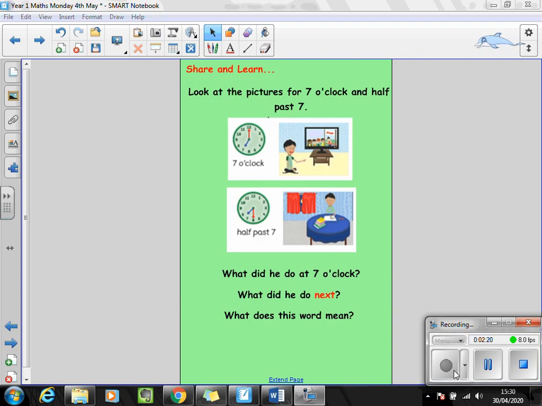Now have a close look at the two pictures I've put on the screen below. The first picture shows an activity that he completed at 7 o'clock. The second picture shows an activity he completed at 7:30. Talk to your adult and tell your adult, what did Ravi do at 7 o'clock? What did he do next? And what does that word next mean? Talk to your adult.